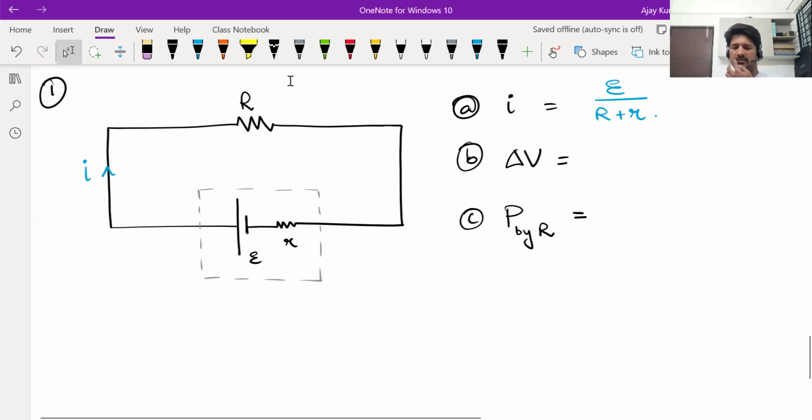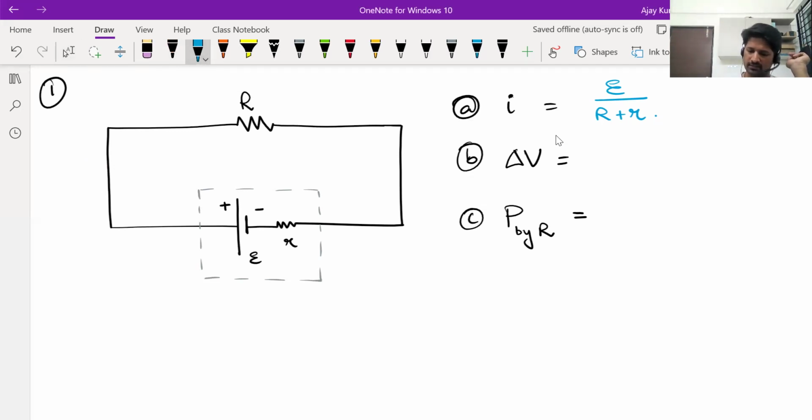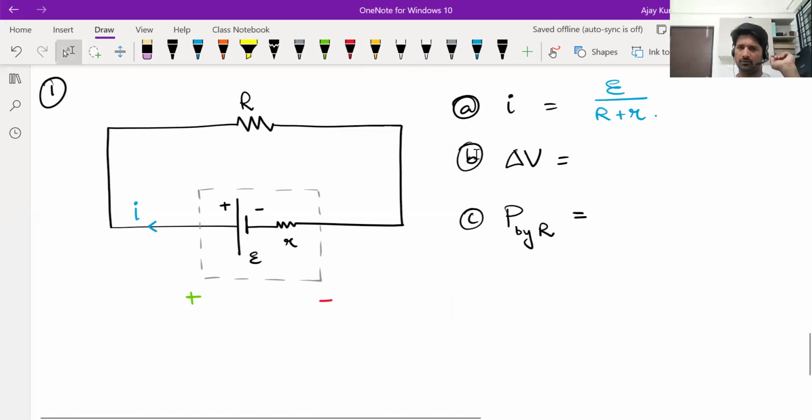Okay. Yash, is the current flowing normally through the cell or is it in the opposite direction? Normally, okay. There's only one source of EMF in this circuit, so it will drive the current this way. For this cell, this is the positive terminal and this is the negative terminal. Current is flowing out of the positive terminal, so it is normal flow.